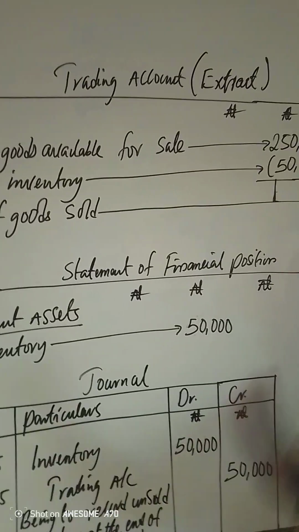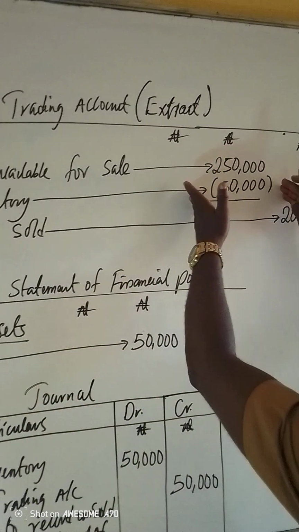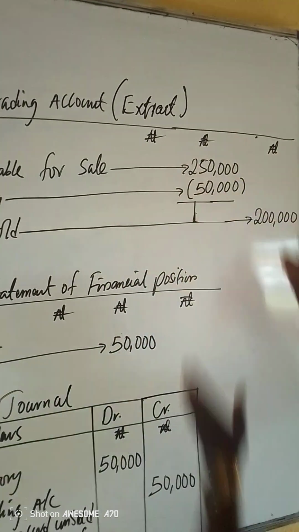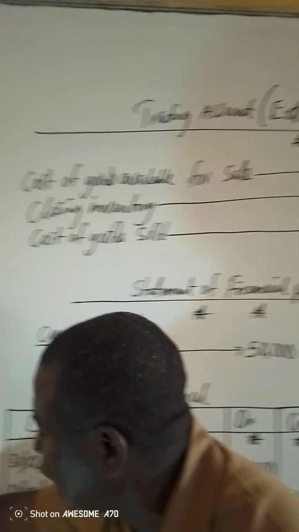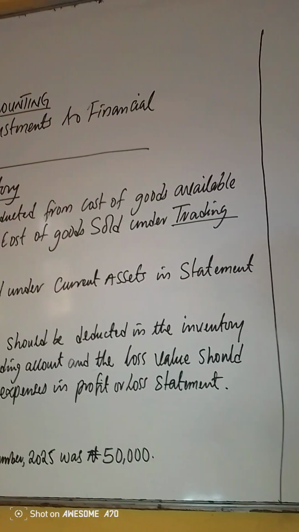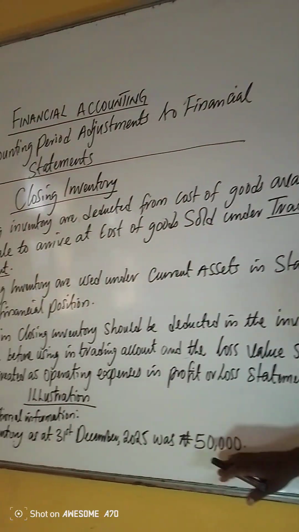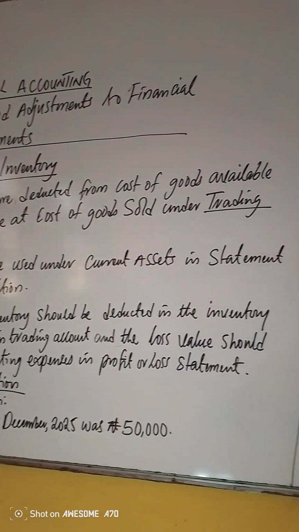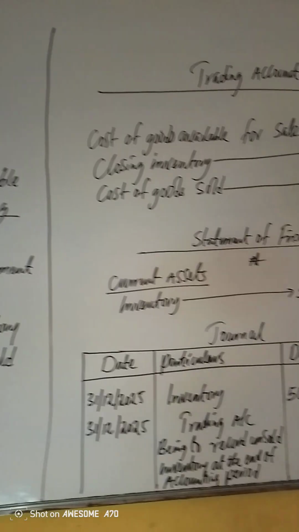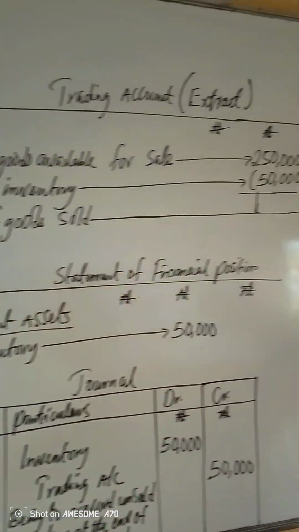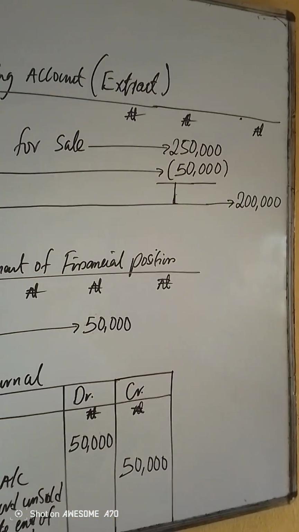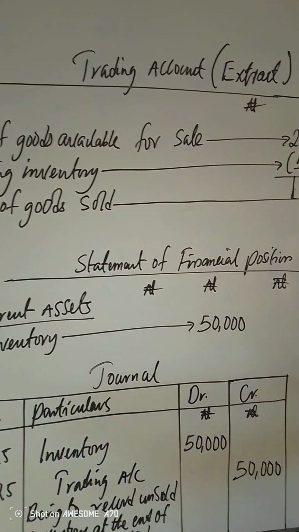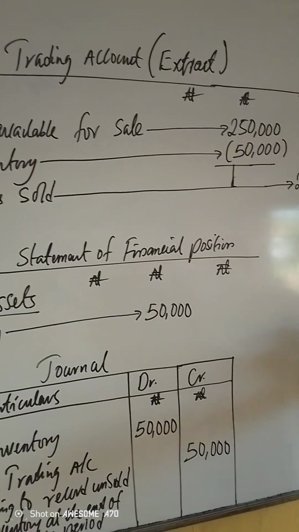But mind you, if there's a loss in inventory that is already determined, the amount of 50,000 will be deducted. For example, if there's a loss of, let's say, 20,000 from the already determined 50,000 closing value, you have to now say 50,000 minus 20,000 will give you 30,000. So instead of using the 50,000, you are going to use 30,000 as the closing inventory. Then by the time you come to profit or loss, the 20,000 loss will be treated as an operating expense.